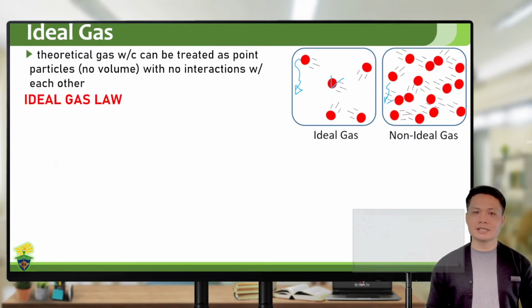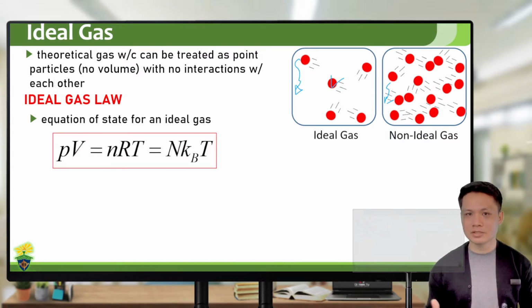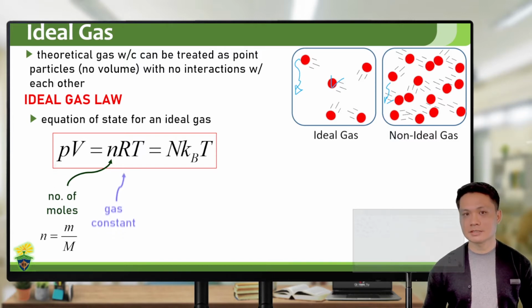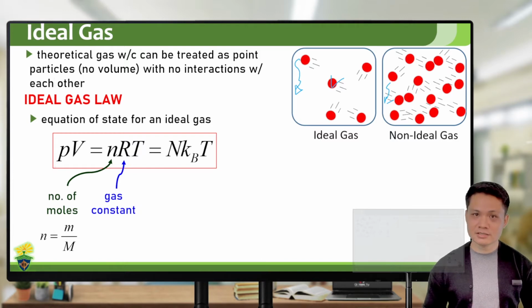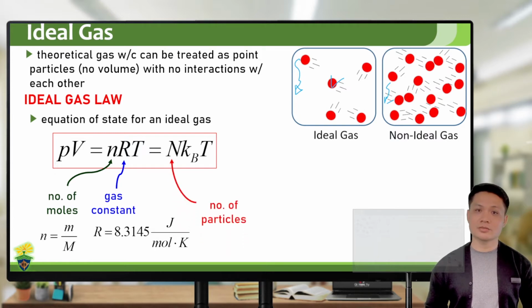So for ideal gas, we have the ideal gas law. This is an equation of state for the ideal gas, and it is a very simple equation. We have PV equals nRT, which is also equal to NkT, with the following definitions. n is simply the number of moles, the ratio between the mass of the substance and one mole of this substance. We have the gas constant R given this value. And of course, T is our temperature.